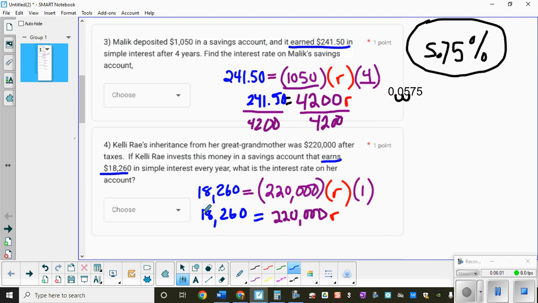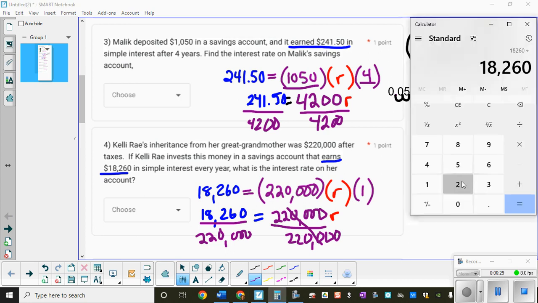So all we need to do is simply divide the interest earned, which is over here. We're going to divide that by the product over here. So now we're just going to divide both sides by the 220,000. All right. And if we divide over here, the 220,000 cancels out and R is all by itself. So this cancels out. And when we divide this, we're going to have solved for R. So in the calculator, we're going to do the 18,260 and it gets divided by the 220,000. And here, that's 0.083.